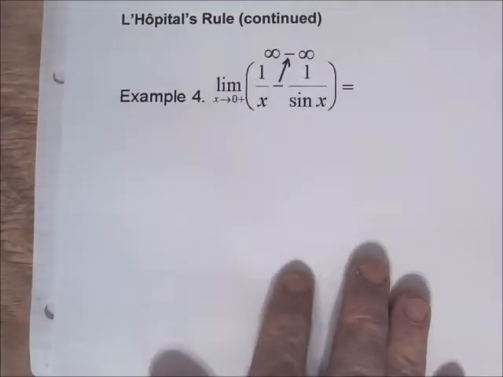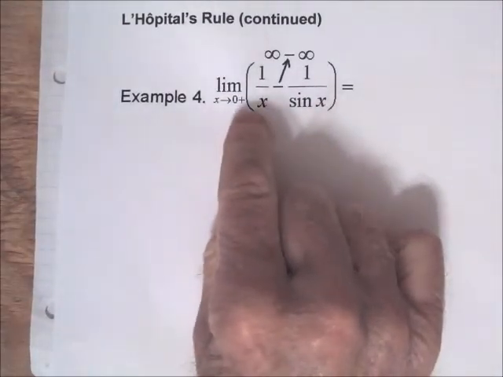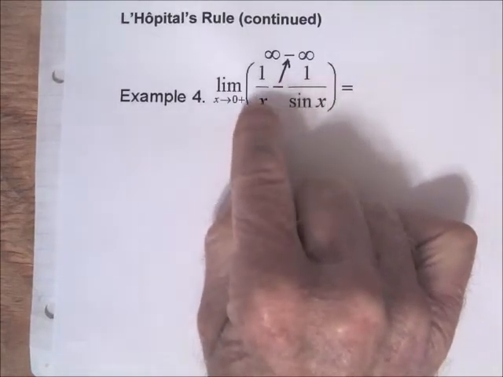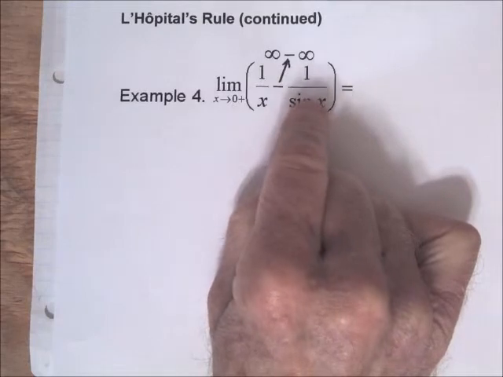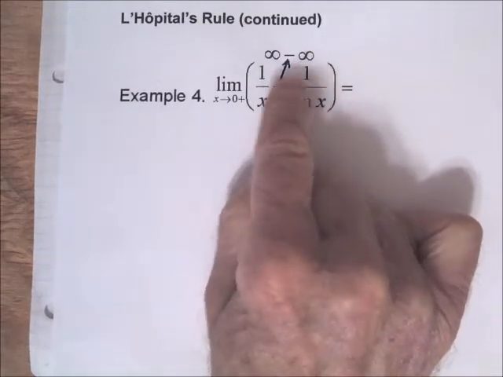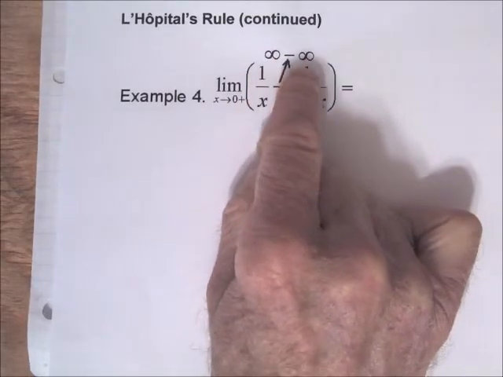So for this one, the limit as x goes to 0 from the positive side of 1 over x minus 1 over sine x: well, 1 over x goes to infinity, and 1 over sine x, as x approaches 0 from the positive side, is also going to infinity. So this is indeterminate of the form infinity minus infinity.